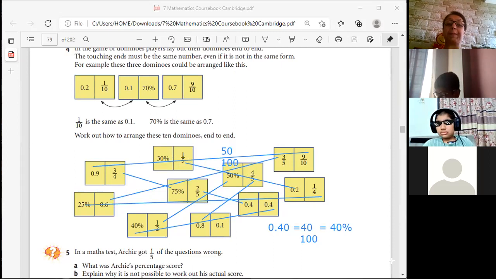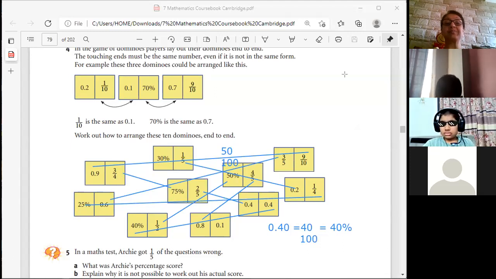So, 1 second, I'll write it down. Just take a screenshot and write it later if you want to, because it's already 10:40. And then 0.1 equals 30%, then 1 upon 5 equals 0.2, 1 upon 4 equals 25%, 0.6 equals 3 upon 5, 9 upon 10 equals 0.9, and done.